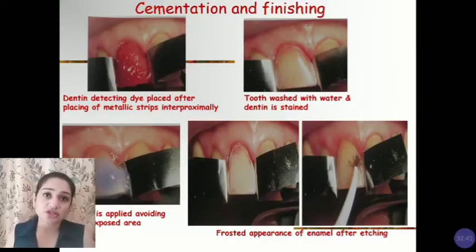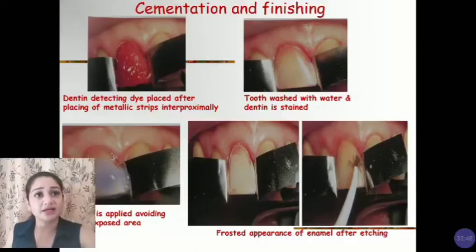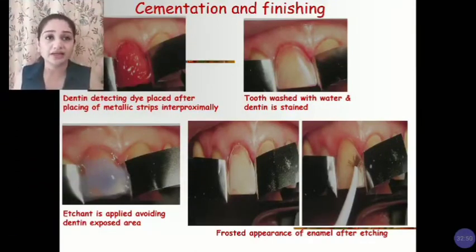enamel structure of the tooth, but sometimes the preparation goes and extends till the dentin. So we detect the dentinal surface. Then the tooth is washed with water and the dentin is stained because we had applied dentin detecting dye. Once the dentin is detected, the etchant is placed only onto the enamel surface. We do not place the etchant onto the dentinal area.